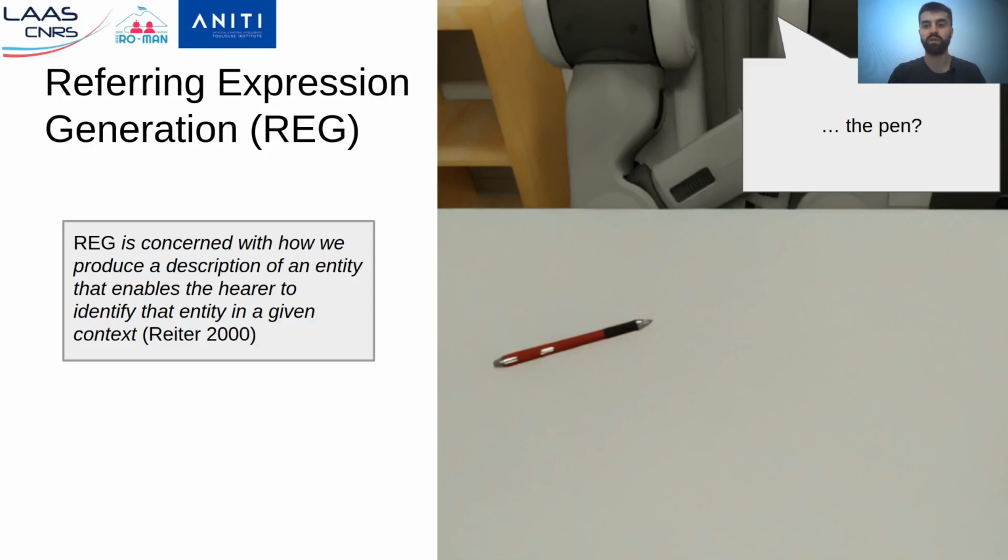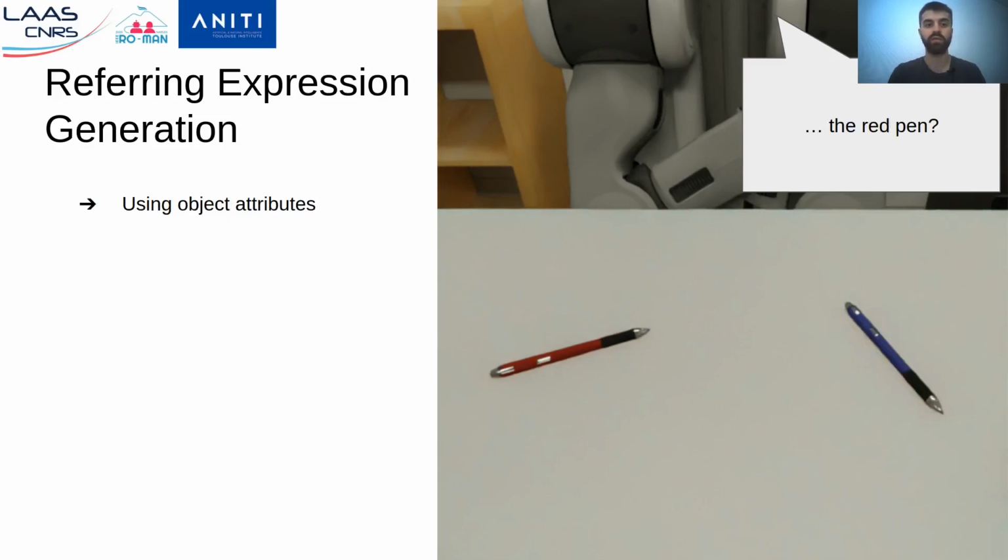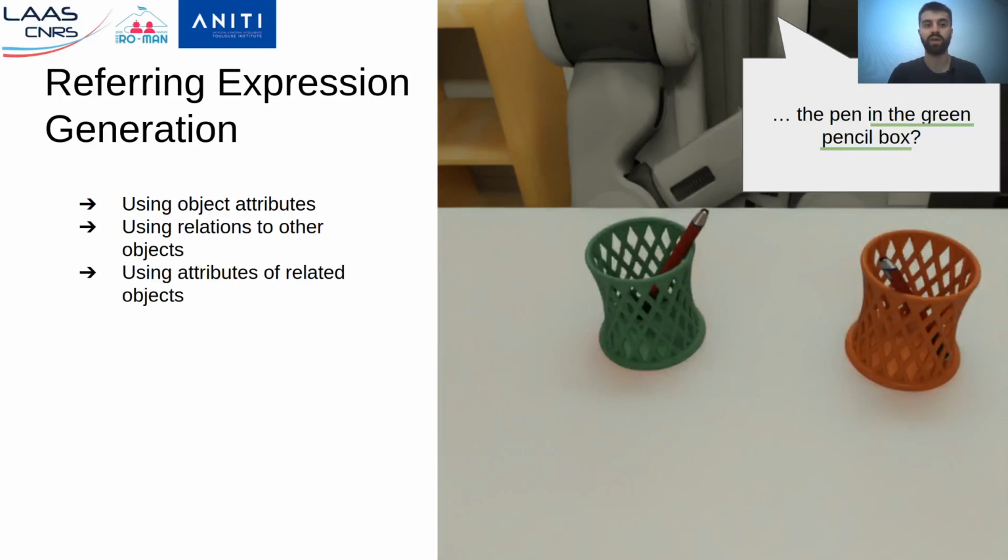On the picture on the right, my robot partner can refer to the pen on the table only by saying the pen. If we add another pen, the robot needs to add an attribute to the description to avoid the ambiguity. It could say the red pen. In more complex cases, the description needs to include relations to other objects and their attributes. Here, the robot would say the pen in the green pencil box, adding the green attribute of the pencil box in order to refer to the pen.